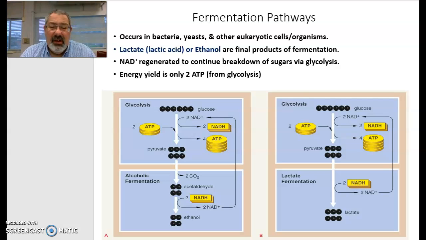There are 2 common fermentation pathways. One is called lactic acid or lactate fermentation. It occurs in bacteria and even human cells. It takes pyruvate and forms lactic acid or lactate. You would find that in yogurt, some cheeses, some fermented foods like sauerkraut. You also find lactic acid in muscle cells.